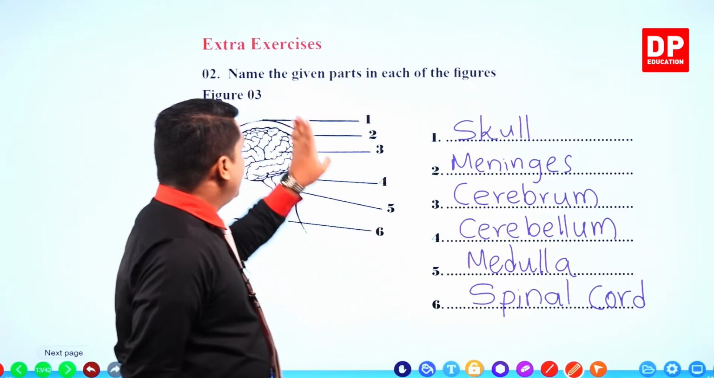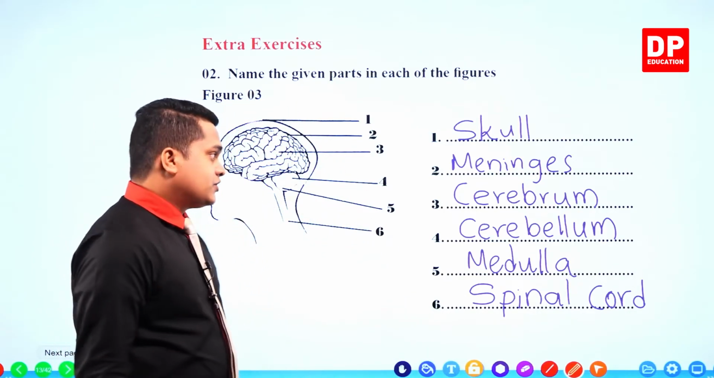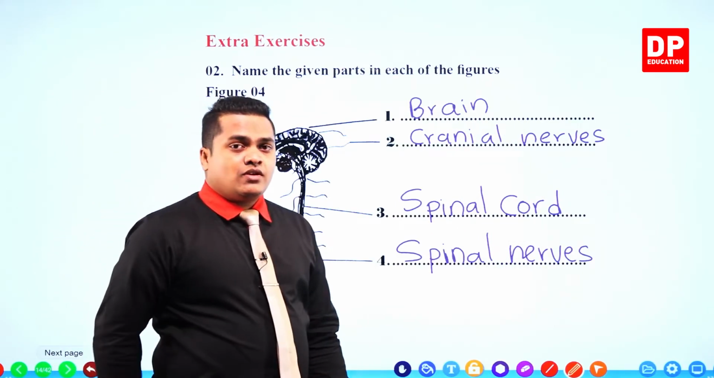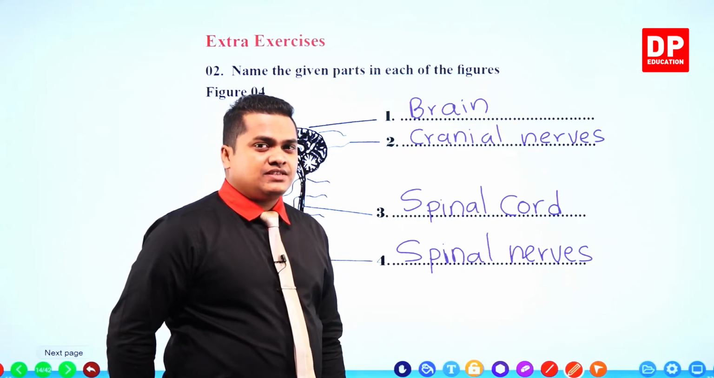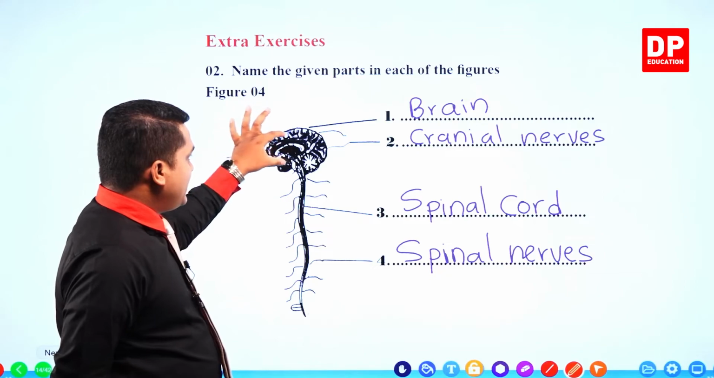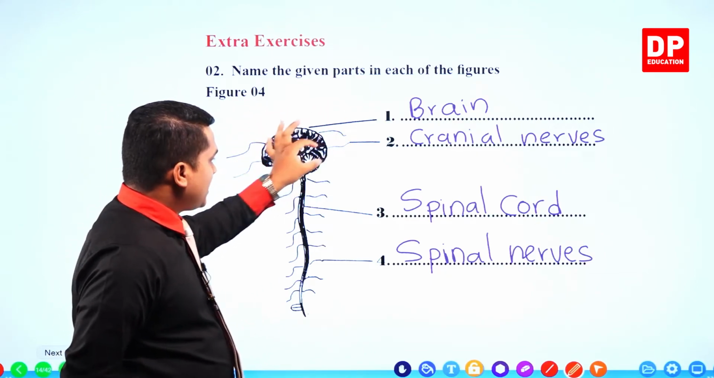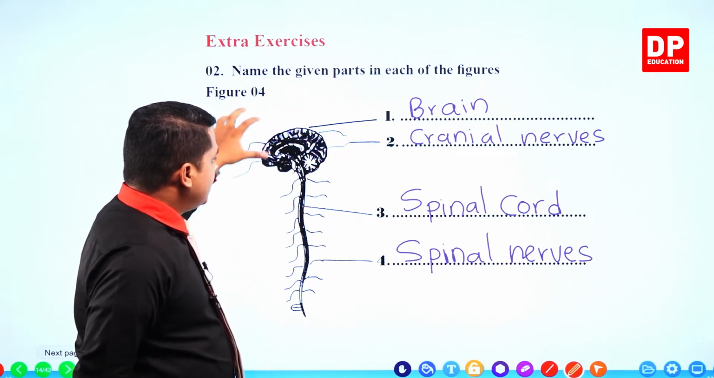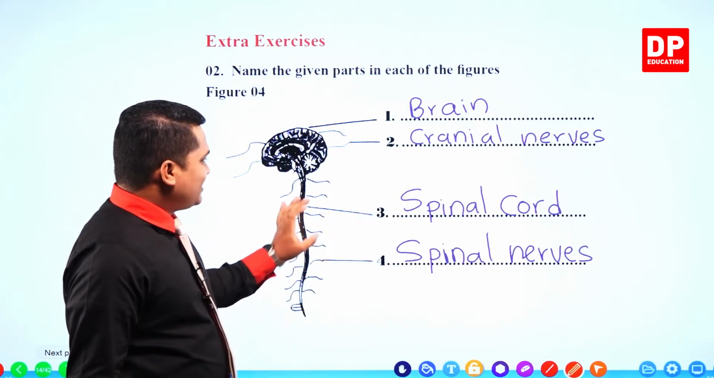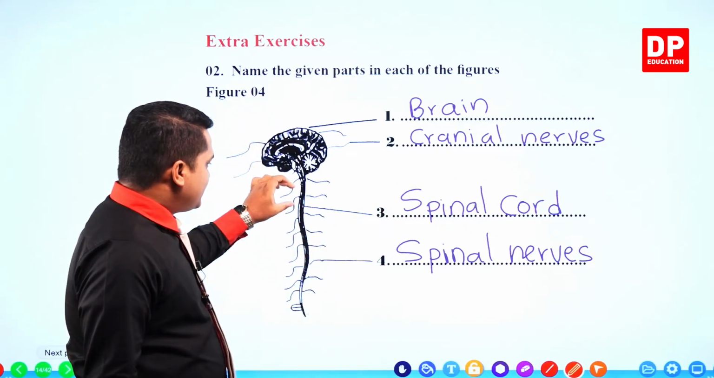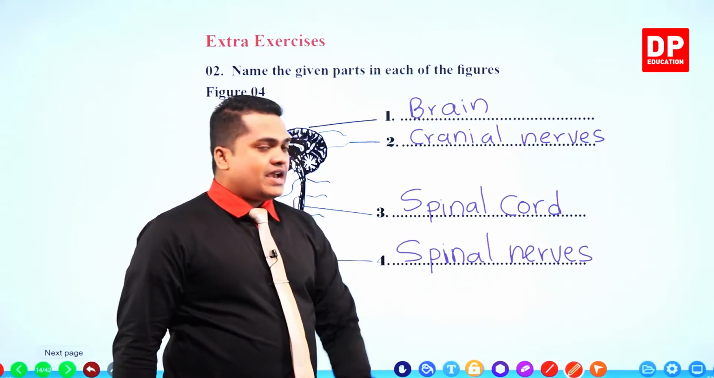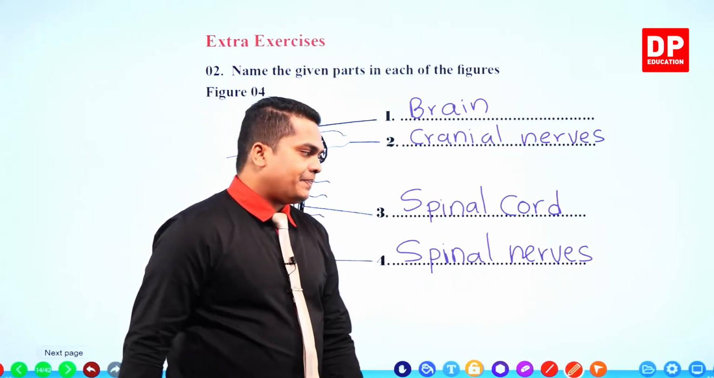Figure number 3, my dear children. So next one, figure number 4. This is all about the peripheral nervous system. Number 1 is the brain. If the brain is connected with a certain type of nerve, these nerves are referred to as cranial nerves. Number 3 is the spinal cord. If a certain nerve is connected with the spinal cord, these nerves are called spinal nerves.